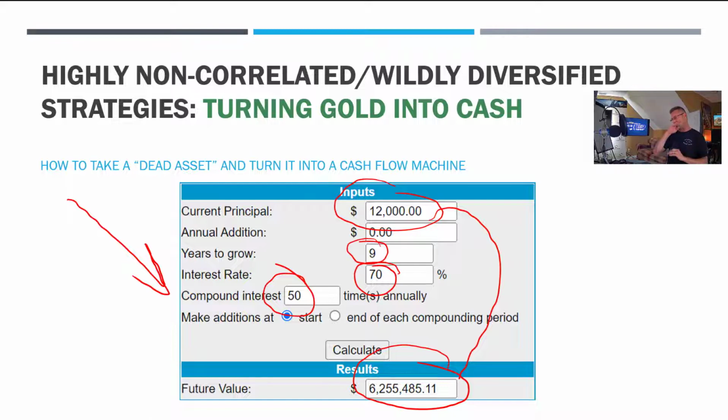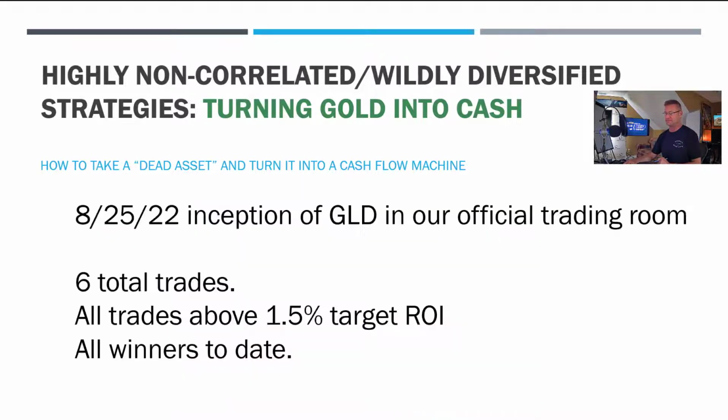I think if most people could see a strategy where you could take 12 grand and turn it into 6 million in 9 years, and that was a real, true potential, you may say, hey, maybe I don't make 6 million, but I can see the potential. I think it's probably worth learning and honing my craft at this strategy. We have been doing this strategy for multiple years in our AST program with silver. We have just started it recently in our live trading room with GLD, with gold.